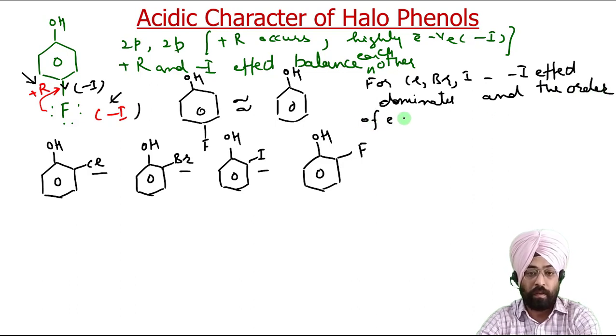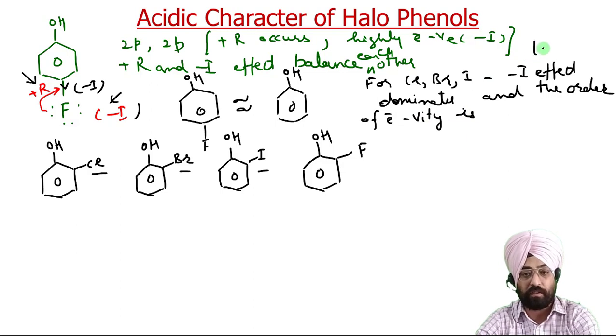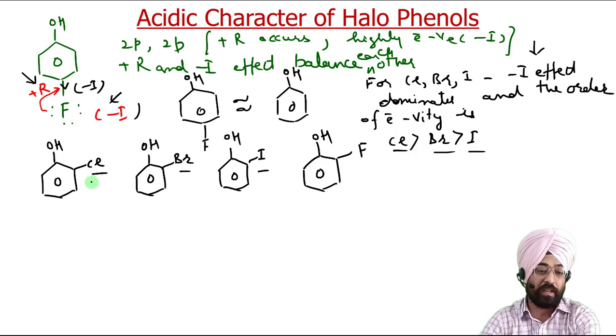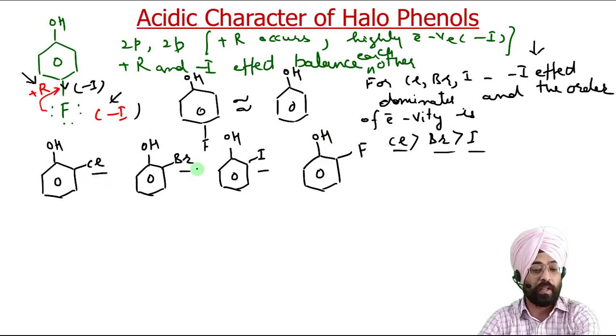of electronegativity matters, because minus I effect depends upon electronegativity. Higher the electronegativity, higher the minus I effect. So chlorine is more electronegative than bromine, which is more electronegative than iodine. So this is the order of electronegativity of these atoms. We can say the minus I effect of chlorine is maximum, so it will increase the acidity more than bromine, which will increase the acidity more than iodine.